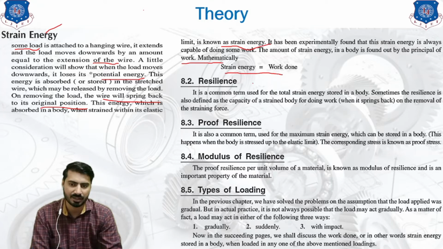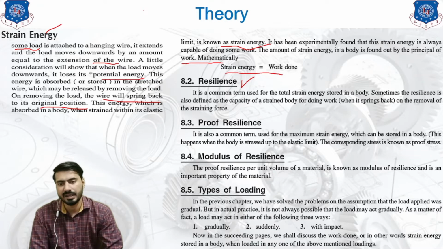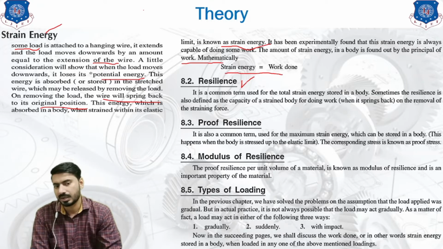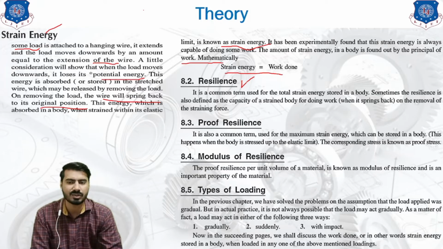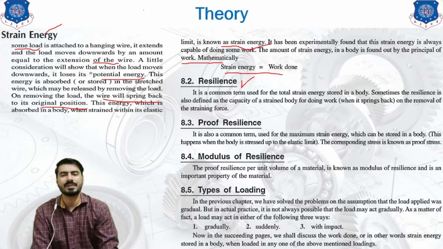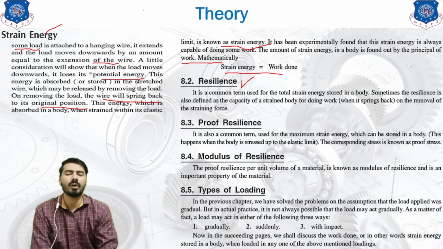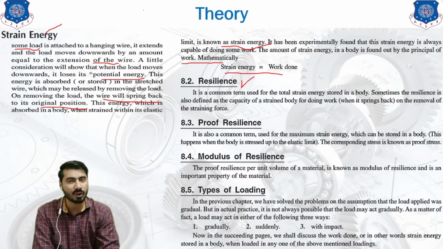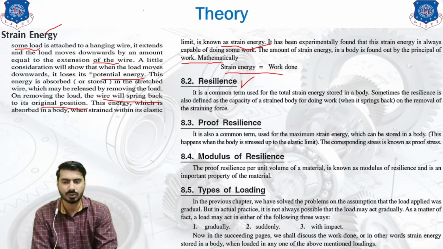The first parameter based on the strain energy is resilience. So what is resilience? It is a common term used for the total strain energy stored in the body. Sometimes resilience is also defined as the capacity of the strained body for doing work. So simply we can say that whenever a body absorbs energy, the total amount of strain energy that has been absorbed or stored in the body is known as the resilience. It is also the capacity of the body to do work. So resilience is the total amount of strain energy absorbed.